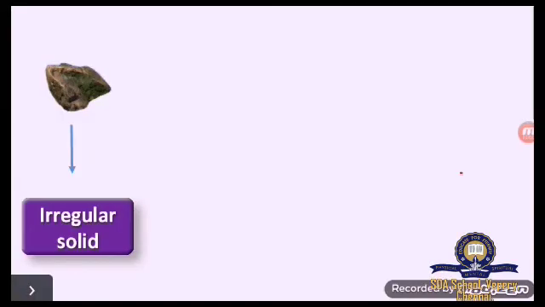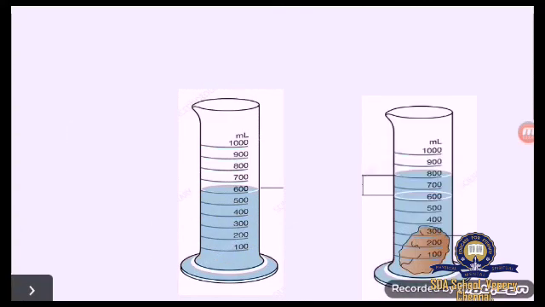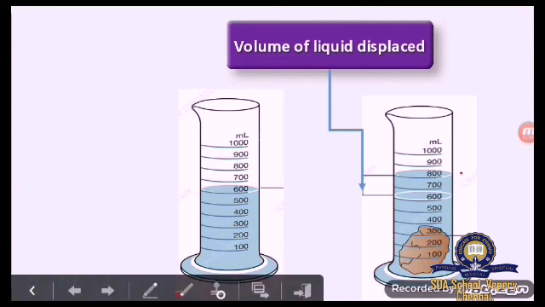This is an example for an irregular solid. When the irregular solid is immersed in the water, what happens? It displaces an equal amount of water, right? So we can see the volume of the liquid displaced here. So what is the volume of the stone here? You have to find out. Can you tell me what we have to do?